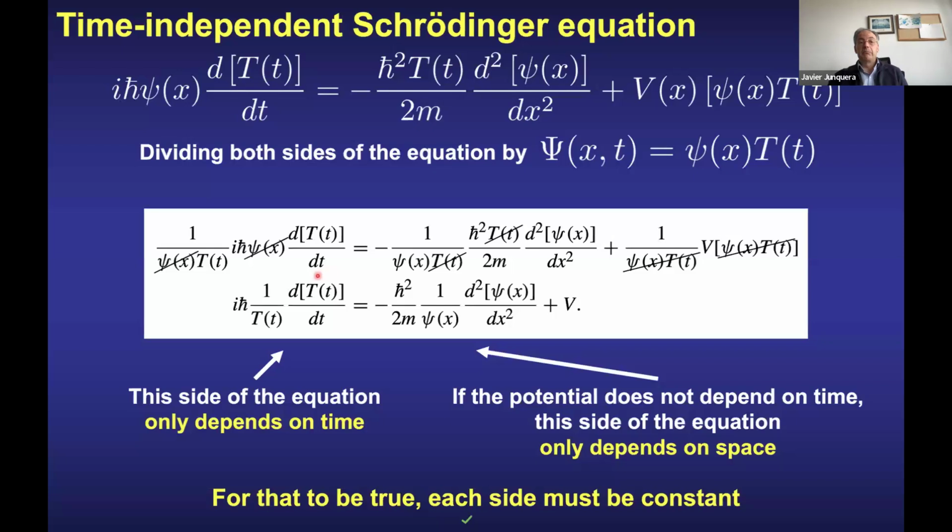Okay, and there is a very important thing in this equation. If you take a look, you can see how the left-hand side only depends on time, while the right-hand side only depends on position, on space. Okay, so if this has to hold, then the only way for this to happen is that each side of the equation must be a constant. Okay, there is no other way to accomplish this equation unless both sides of the equation are equal to the same constant.